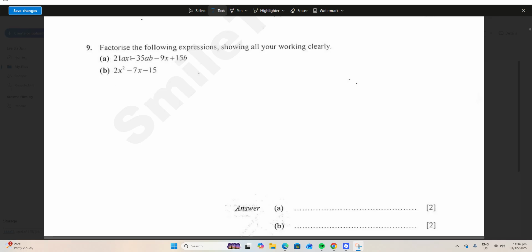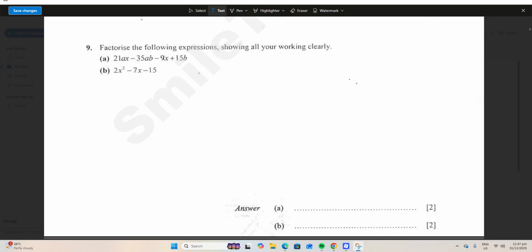Okay, 21ab and negative 35ab. Right, common factor of 21 and 35 is 7, right? So you can factorize the 7 out, because 3 times 7 equals 21, 7 times 5 equals 35. So you can factorize the a out because a is also a common factor. Okay, factorize this part out.